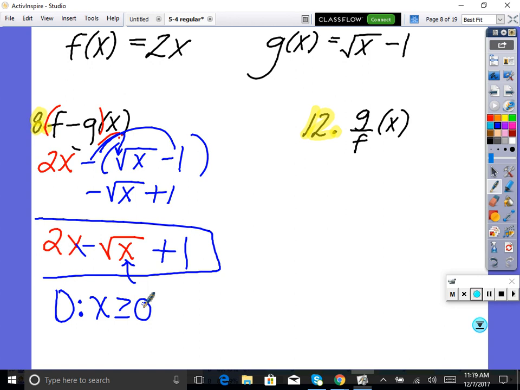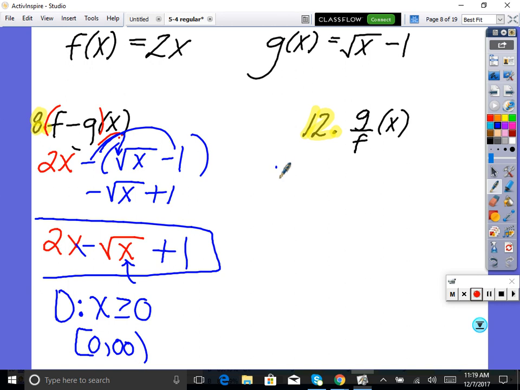X must be greater than or equal to 0. So if we're writing it in the advanced format, wouldn't that be from 0 to infinity, including 0? From 0 to infinity, including 0. Okay, great. Let's do g divided by f.